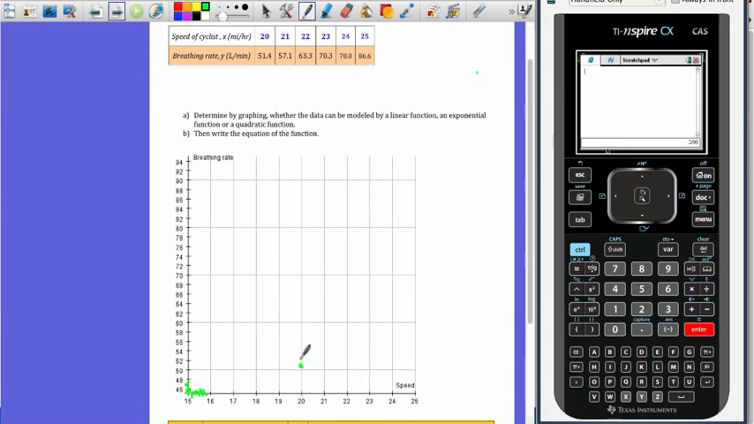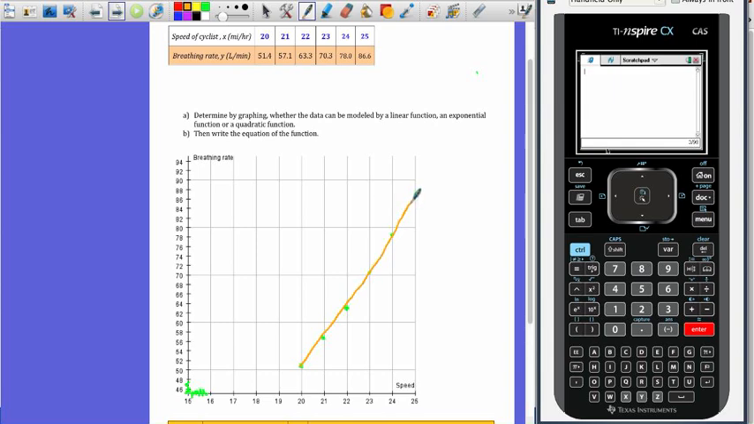So we have 20 and around about 51. We have 21, 57.1. We have the point 22, 63.3, then 23, 70.3. 24 is the value of 78, and 25 gives us the value of 86.6.